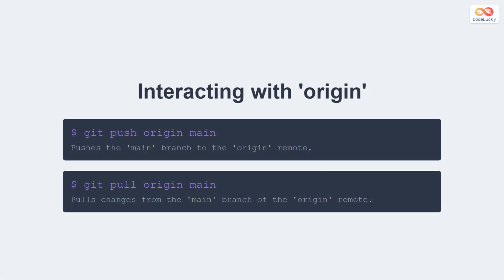In practice, you'll use origin in many of your daily Git commands. For example, git push origin main sends the changes from your local main branch up to the remote repository. To get the latest changes, you would use git pull origin main, which fetches and merges changes from the remote main branch into your local one.